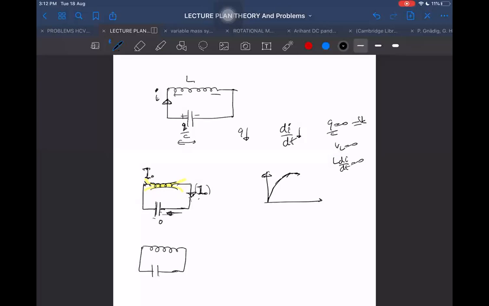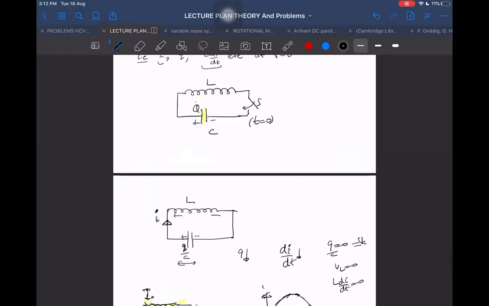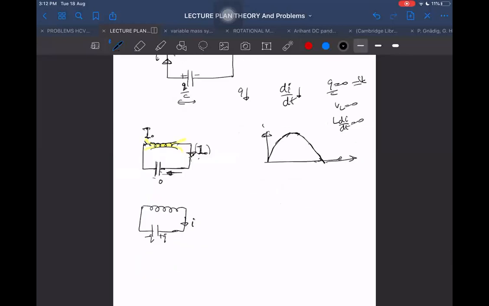Then it will start becoming plus Q charge here, and minus Q charge there. And then the voltage will try to oppose this increase of current. Current is entering into it, but this voltage will try to decrease it. So as a result, I will start decreasing. And I will again become 0 when this charge again becomes maximum, and it again acquires the same charge which it was having in the beginning, plus Q. Then I will become 0 at that instant of time. So it will have this kind of curve.